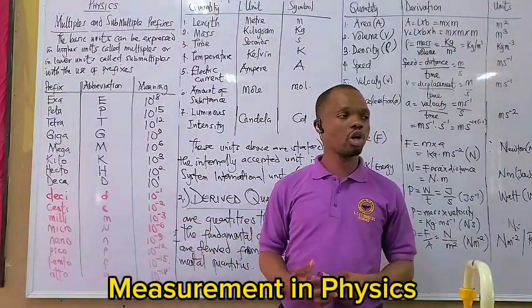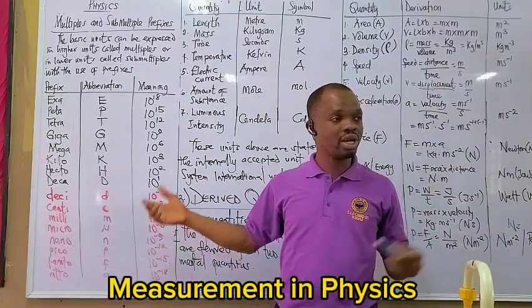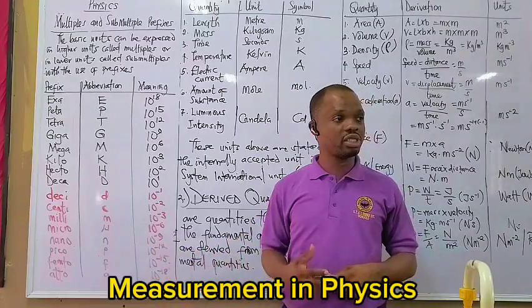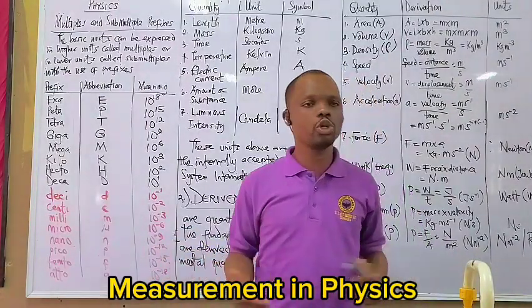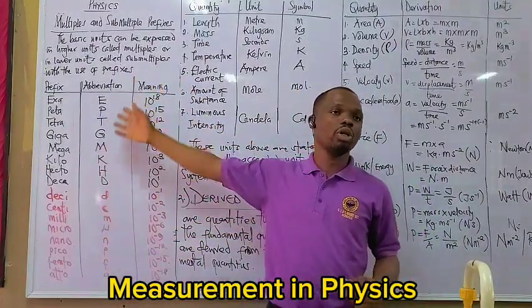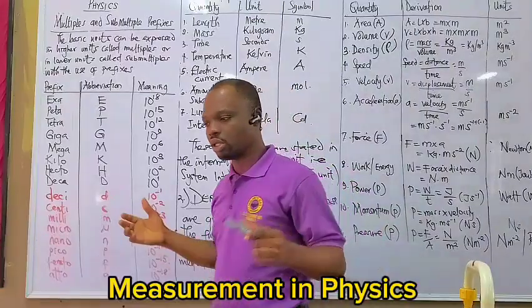Some senior students always have problems with this. When they get to that stage and they don't know the units of these things, when they see them in questions they become confused because they don't know what these things stand for. So you have to learn it by heart.